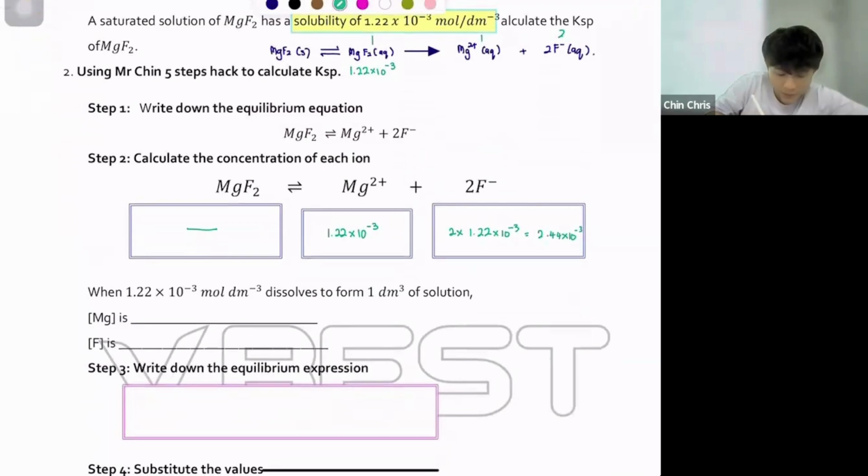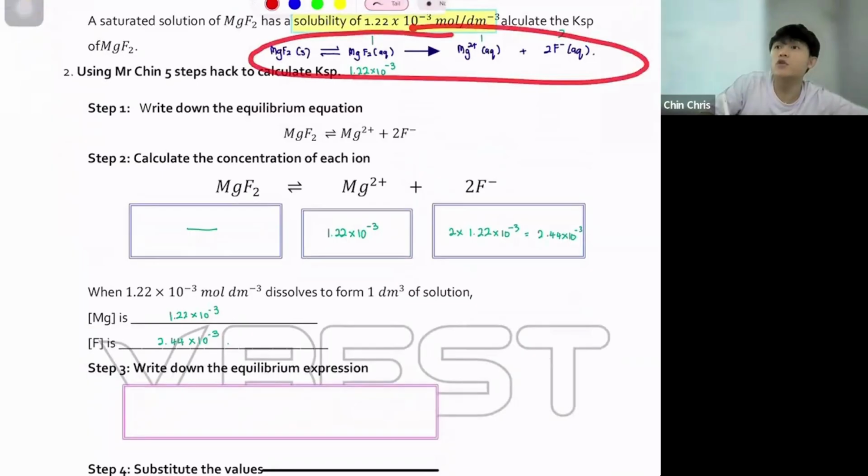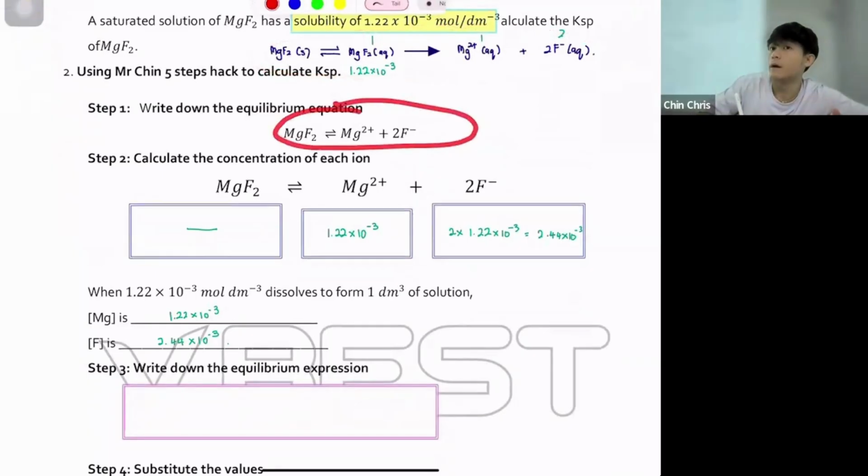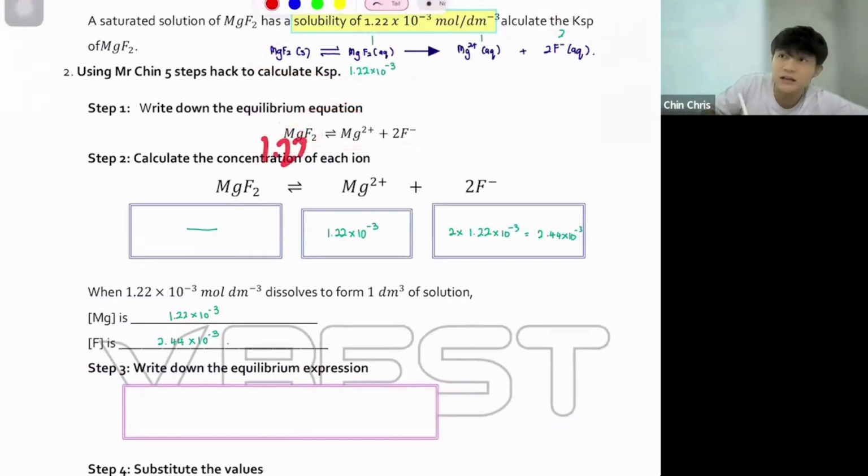So from here, my Mg is 1.22 times 10 to the power negative 3, then 2.44 times 10 to the power negative 3. You can write this down first. This is the full one. Provided you understand it, just writing this in the exam will do. And remember, this is not an equal sign, it's a solid. I'm begging you, don't put your 1.22 here.